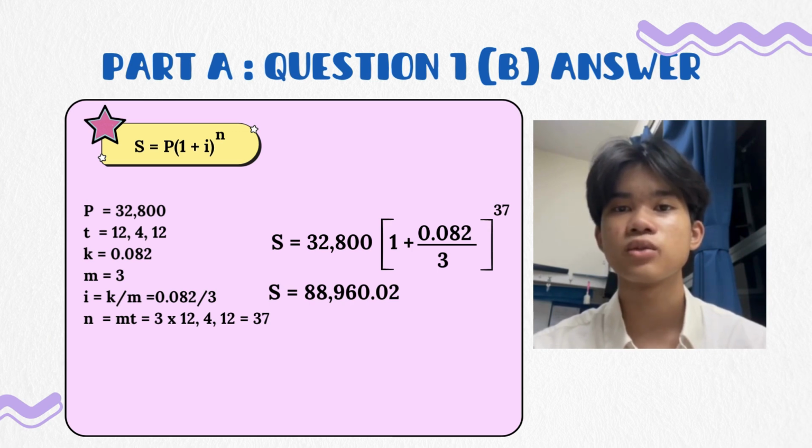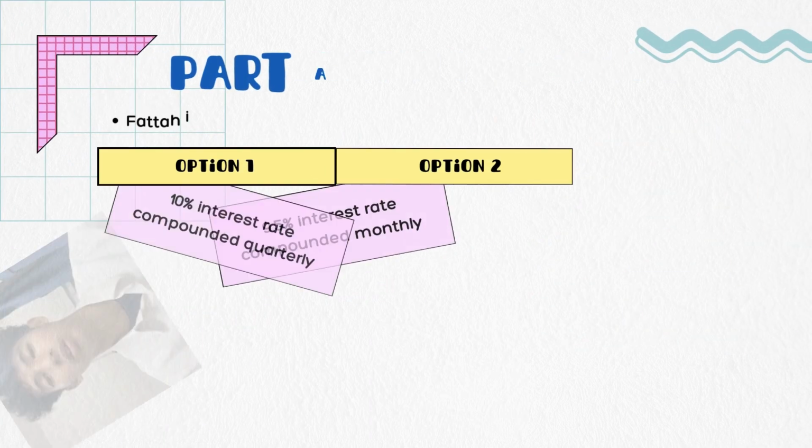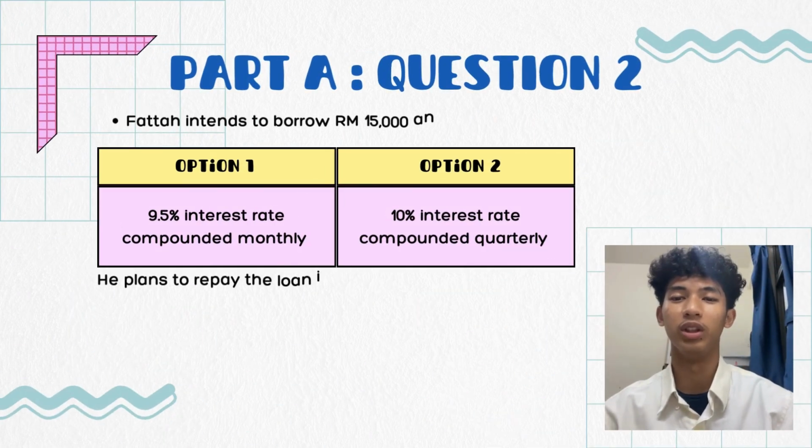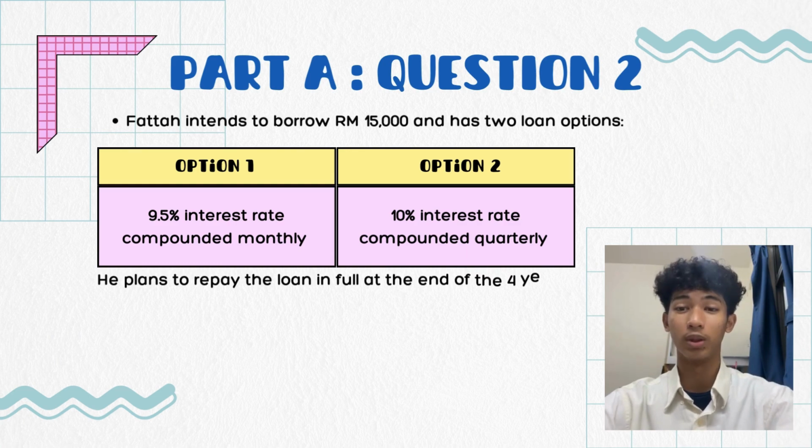Now we can put this into the compound interest formula, which is S equals 32,800 open bracket 1 plus 0.082 over 3 close bracket power of 37. Calculate and we'll get S equals 88,960 and 2 cents.